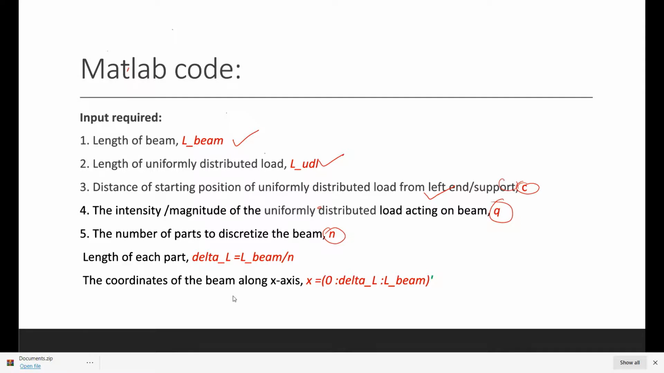And the coordinates of the beam along the x axis would be x1, x2, x3 and so on. This starts from x equals 0 and ends with x equals L, the length of the beam, and each coordinate is incremented by delta L. So we can write it in this manner.